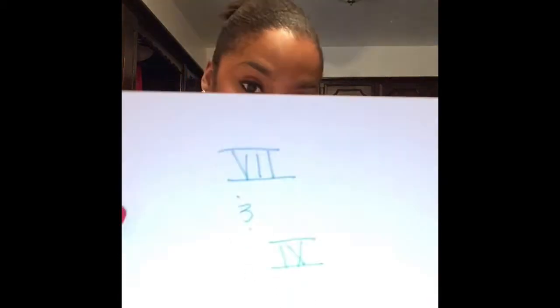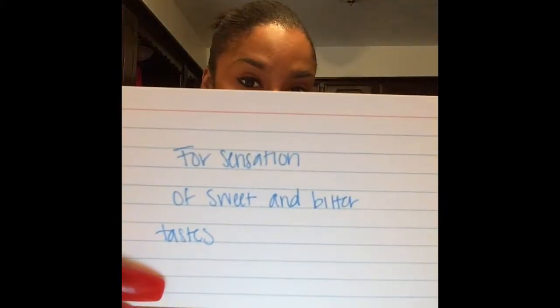What cranial nerves are responsible for taste sensations? 7 and 9. Cranial nerves 7 and 9 are responsible for taste sensations. For sensation of sweet and bitter taste, gustducin. I think that's how you say that word. Cranial nerves 7 and 9 carry impulses from taste buds to the medulla.